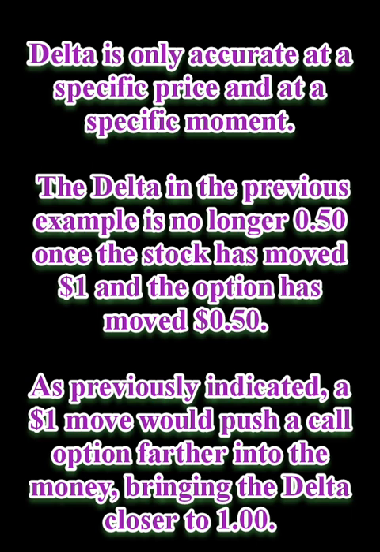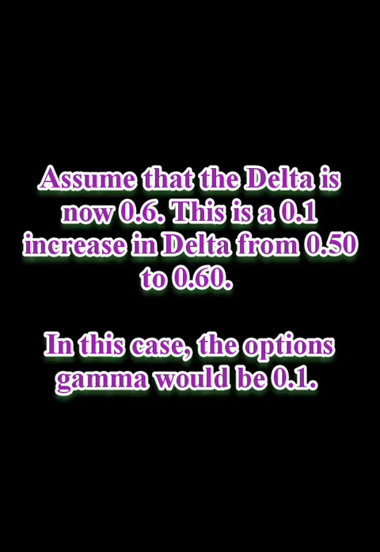Delta is only accurate at a specific price and at a specific moment. The delta in the previous example is no longer 0.50 once the stock has moved $1 and the option has moved 50 cents. As previously indicated, a $1 move would push a call option farther into the money, bringing the delta closer to 1.00. Assume that the delta is now 0.6. This is a 0.1 increase in delta from 0.50 to 0.60. In this case, the option's gamma would be 0.1.